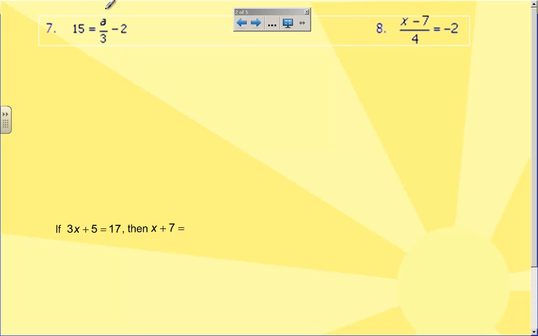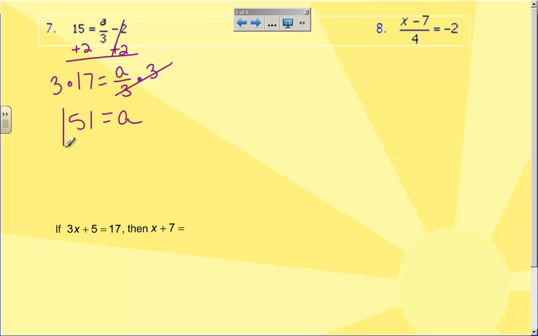But this one right here, I have 15 equals a divided by 3 minus 2. This is the side that a is on, so I have to look over here first, and the thing that's being subtracted is the minus 2. So I'm going to add 2 to both sides. So you have 17 equals a divided by 3. Well, now this is division. So I have to now do the opposite of division, which happens to be multiplication. So if I multiply both sides by 3, these 3's will cancel. So all I have is an a. And then 3 times 17 makes 51. So there's my answer.